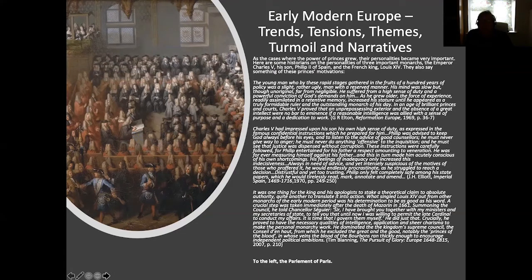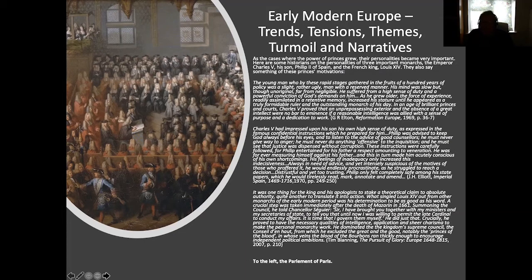The young man who by these rapid stages gathered the fruits of 100 years of policy was a slight, rather ugly man with a reserved manner. His mind was slow, but though unoriginal, far from negligible. In the important sentences, he suffered from a high sense of duty and a powerful conviction of God's demands on him. As he grew older, the force of experience readily assimilated in a retentive memory increased his stature until he appeared as a truly formidable ruler and an outstanding monarch of his day. But he had a very strong sense of duty.